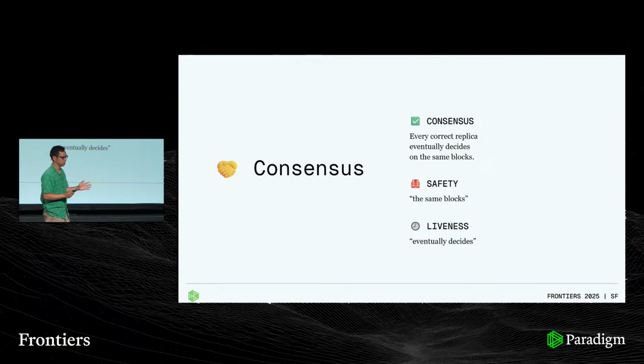So we'll go over a quick definition of consensus really quickly. Consensus, I wrote, is every correct replica eventually decides on the same blocks. So replicas you can think of as validators, nodes, that kind of thing. And it's basically saying if you're running the software as intended, you're going to agree on the same blocks as everybody else. There's two other terms you need to know because they'll come back. That's safety, which is the same blocks part, so everybody agrees on the same blocks, and liveness, which is that everybody eventually decides.